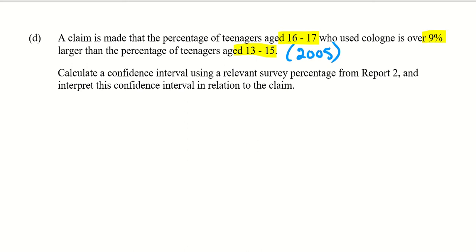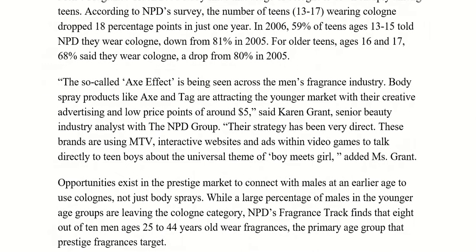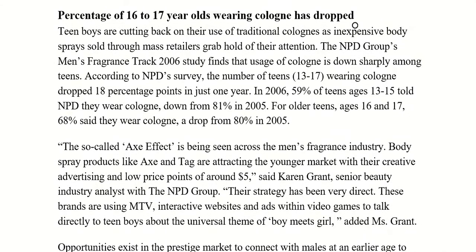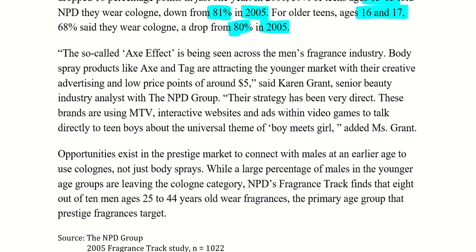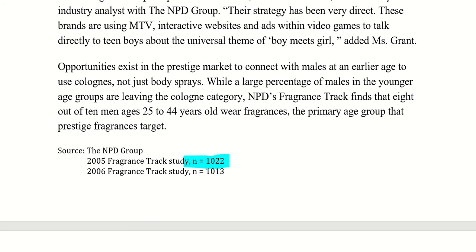So we need to calculate a confidence interval. So let's have a look at the data that we have here. When it talks about the 2005, we've got this 81%, which is the teens aged 13 to 15. And in 2005, we've got a drop to 80% for ages 16 and 17. And the other piece of information we need is our sample size N there. So we're going to use all of that information. Let's put that together.